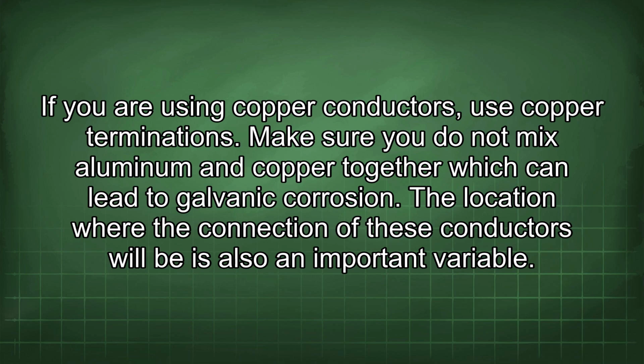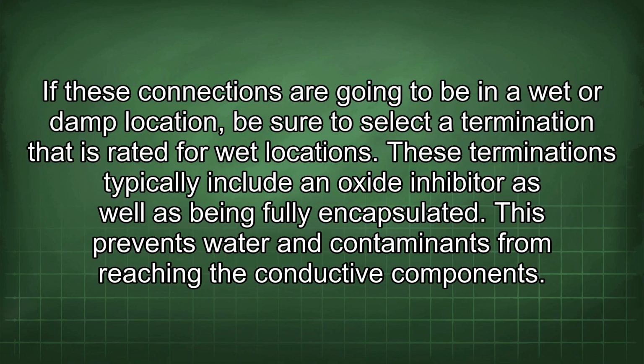The location where the connection of these conductors will be is also an important variable. If these connections are going to be in a wet or damp location, be sure to select a termination that is rated for wet locations. These terminations typically include an oxide inhibitor as well as being fully encapsulated. This prevents water and contaminants from reaching the conductive components.